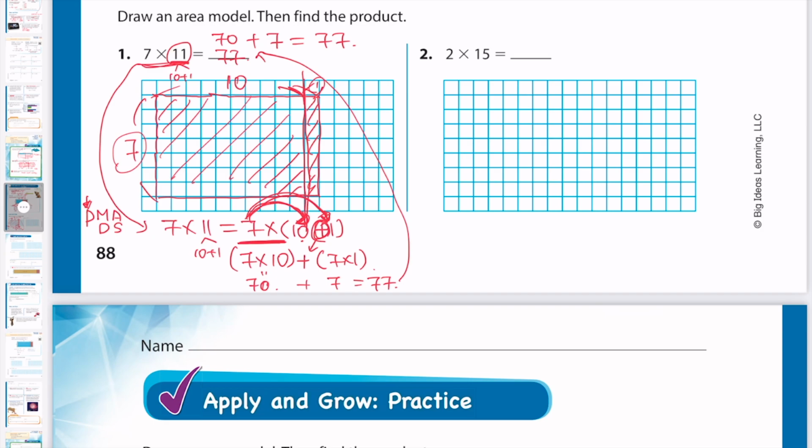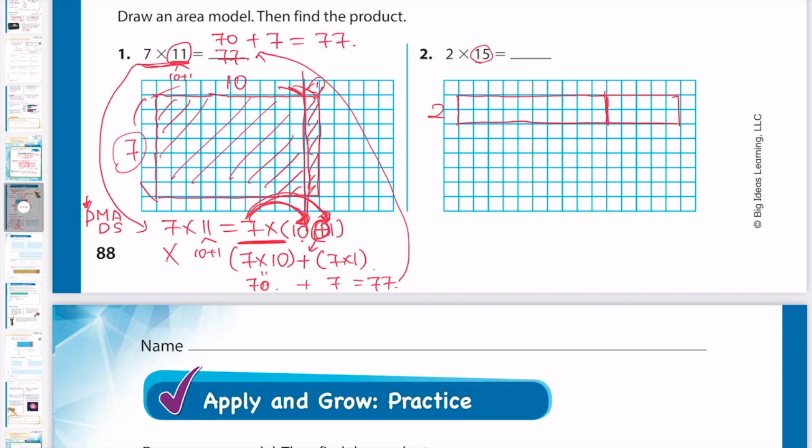Okay, so let's check. Number 2, I'm going to use the model only, okay? Not the distributive property of multiplication this time. So I'm going to do 1, 2, and I need 15 columns. 1, 2, 3, 4, 5, 6, 7, 8, 9, 10, 11, 12, 13, 14, 15. Okay, and same, 2 rows. I'm going to split into 10 and 5. 1, 2, 3, 4, 5.